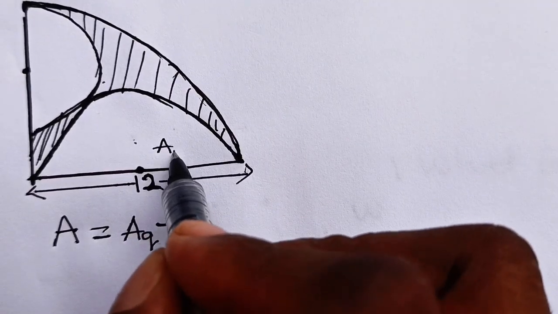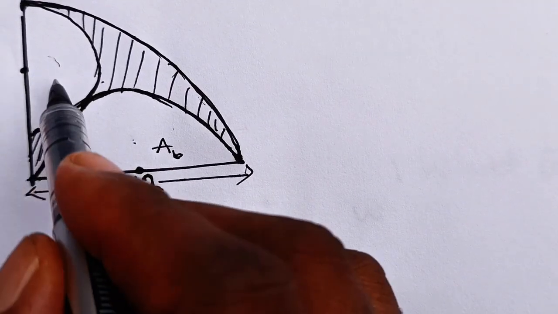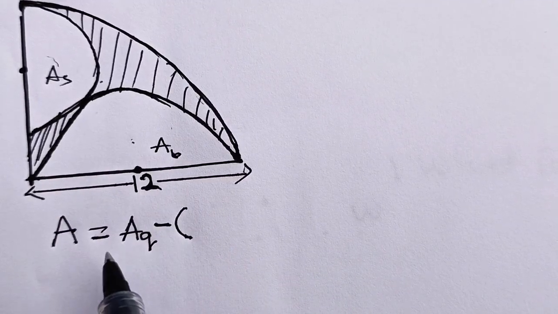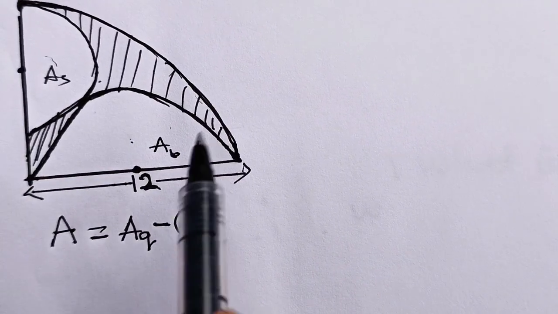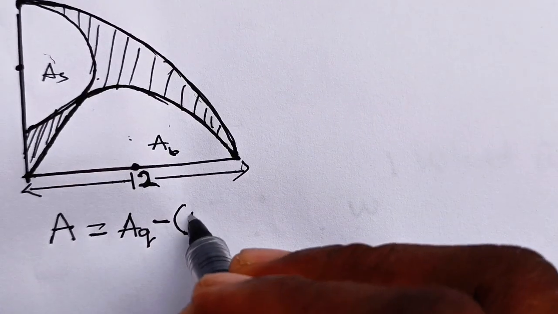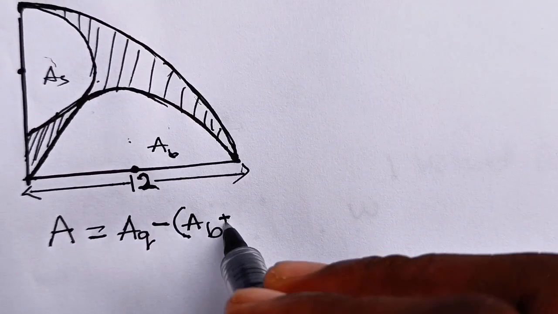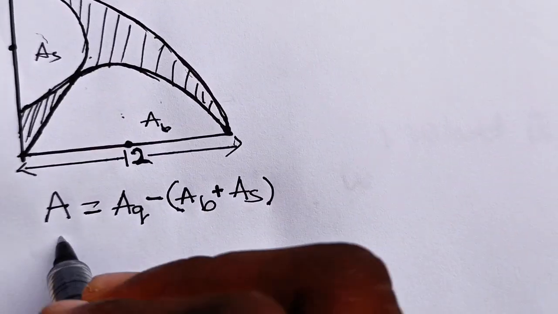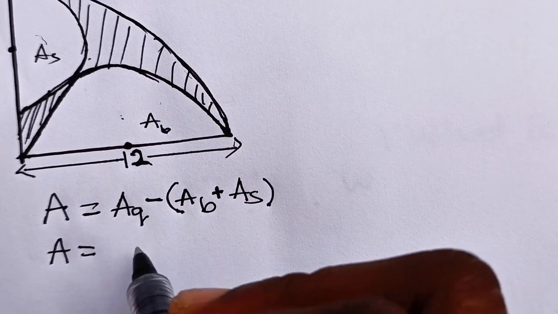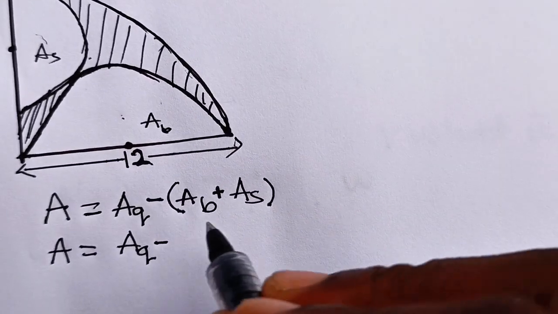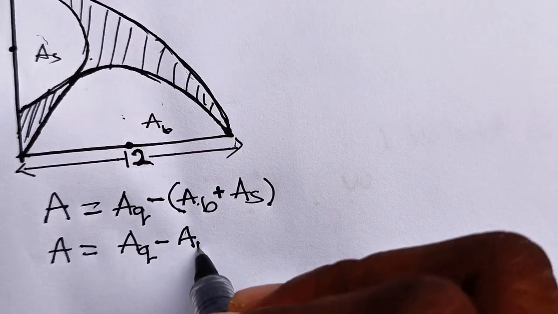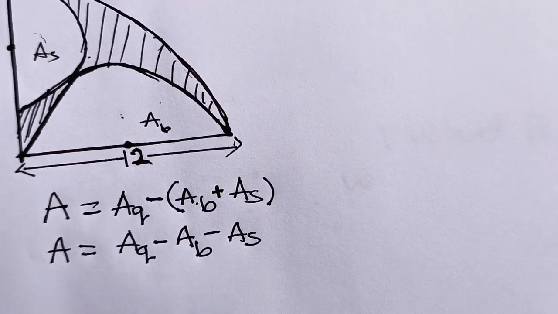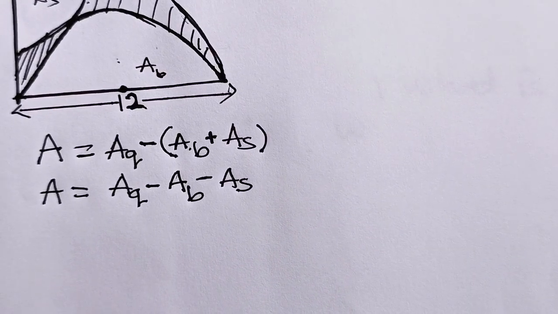So let's call the area of this big semicircle AB, and the smaller semicircle AS. So the area of the shaded portion should be equal to the area of the quadrant minus the sum of the area of this big semicircle and the area of this smaller semicircle. Now if we open the bracket, the area will be equal to AQ minus AB, and minus times plus AS is minus AS. Now we have an idea of what we want to do.